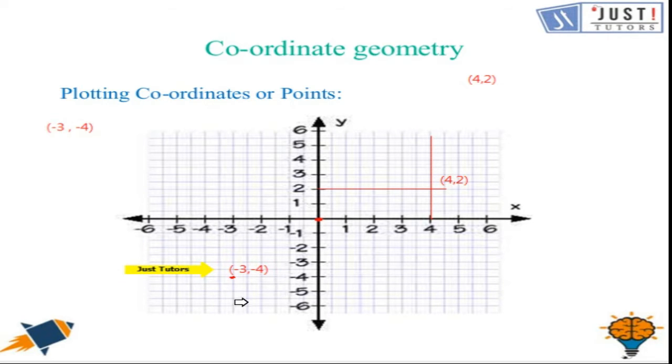The first point is located in the first quadrant, and this point is located in the third quadrant, as we have discussed how the signs tell us which quadrant it is. Let's move ahead to the next slide and see what we have next.